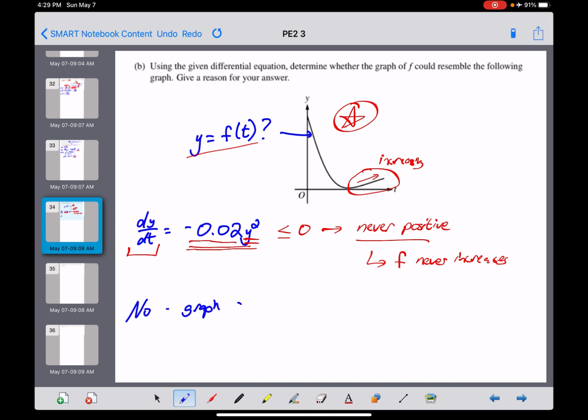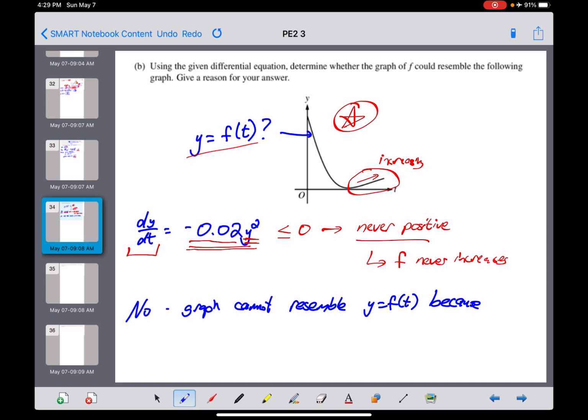No, graph cannot resemble. Okay, we'll use their word right here. The solution right here: different graphs could not resemble the following graph. Cannot resemble y equals f of t. And let's write that out here.